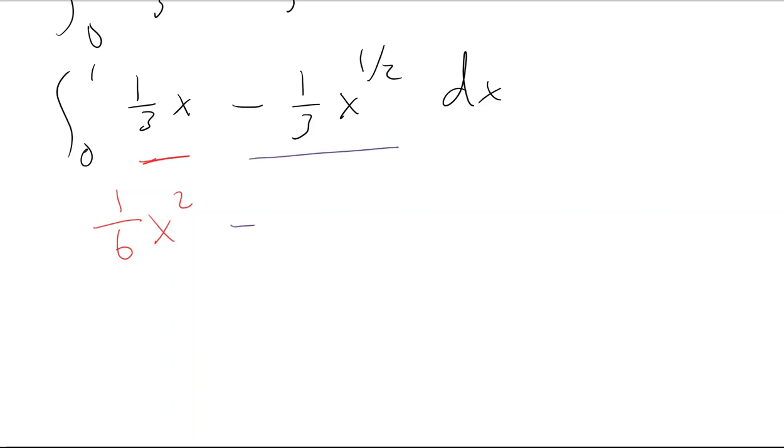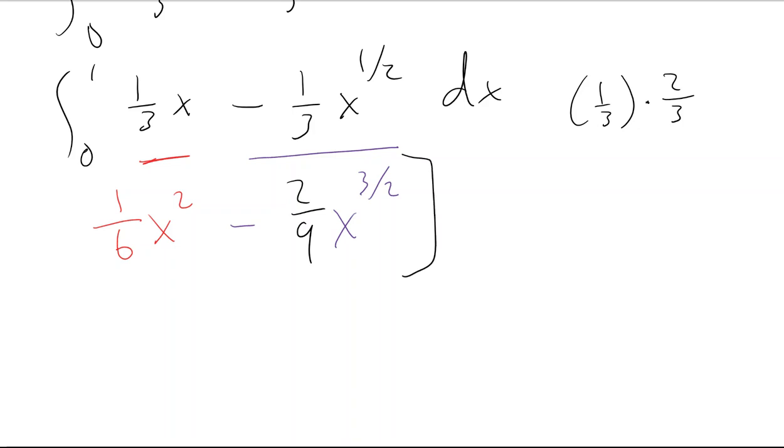Over here, raise the power by 1, divide by the new power. Dividing by 3/2 is the same thing as multiplying by 2/3. So 1/3 times 2/3. That's not correct. 1/3 times 2/3 would be 2/9. Sorry.